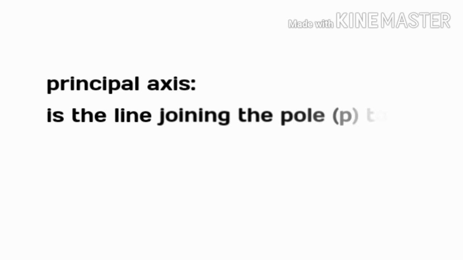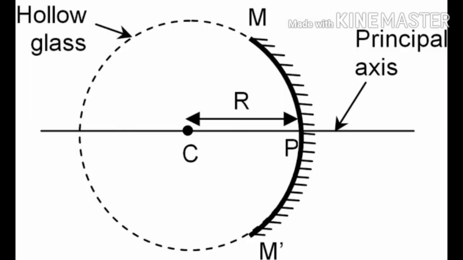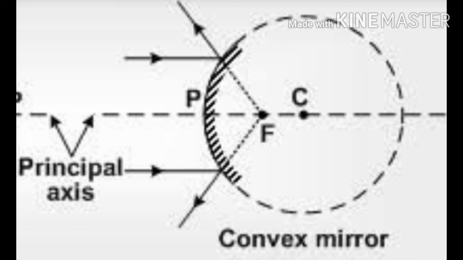Principal axis is a straight line passing through the center of curvature and the pole of a spherical mirror. Whether it is a concave mirror or convex mirror, the straight line passing through the pole and center of curvature is known as the principal axis.